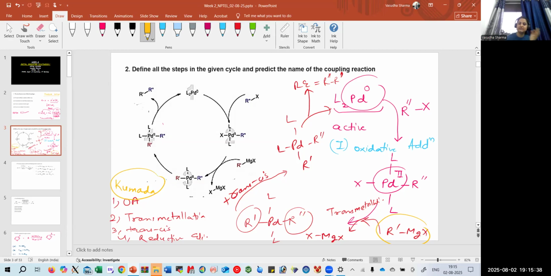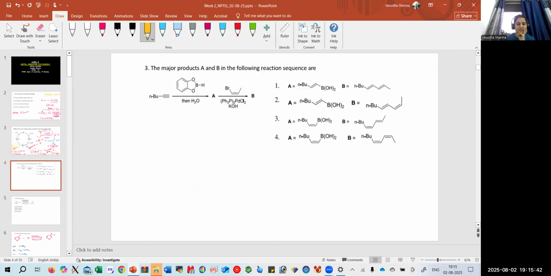I hope this is clear. These kinds of questions can be asked in your exam, so please be very careful. So this is an interesting question where we are being asked to find out the major products A and B in the following sequence. Please take your time to solve the question. Meanwhile, I'll just draw the mechanism over here.